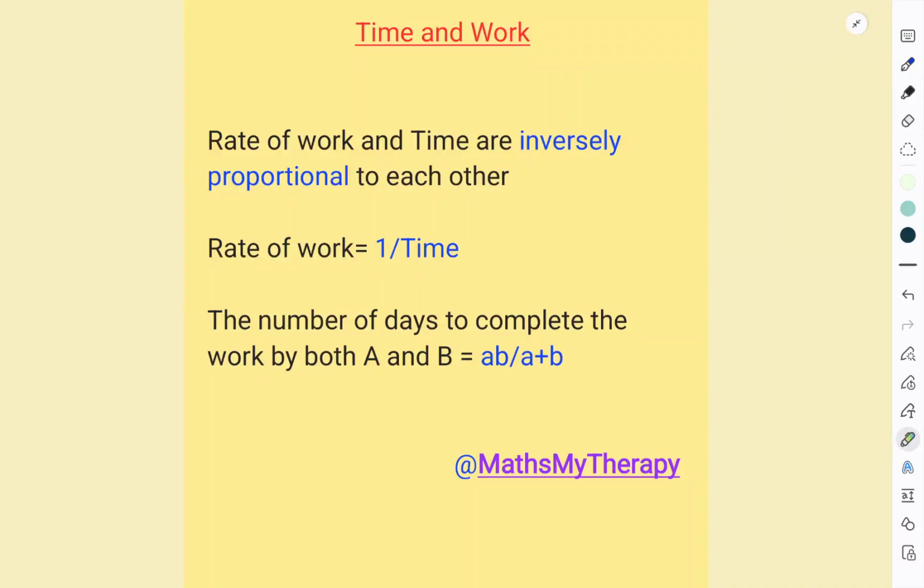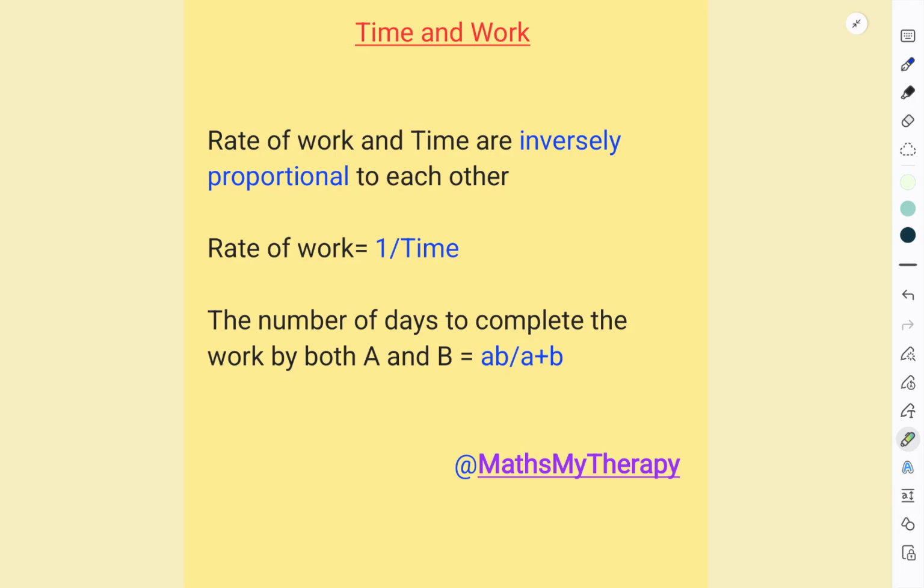So we are going to see time and work related problems. Always we have to keep in mind that the rate of work and time are inversely proportional to each other. That is, rate of work equals 1 by time. And one more thing: the number of days to complete the work by both A and B together, the formula is AB divided by A plus B. This we have to keep in mind always.